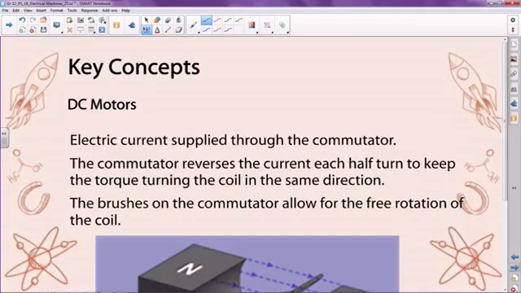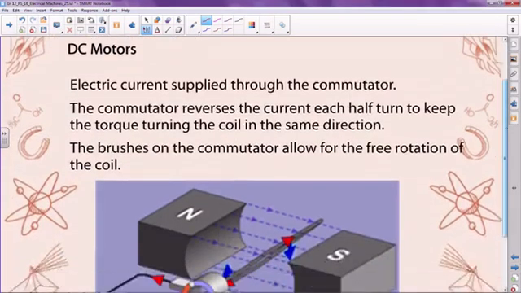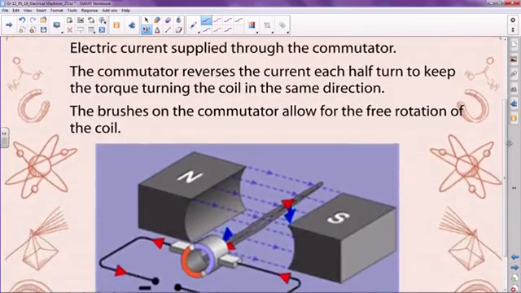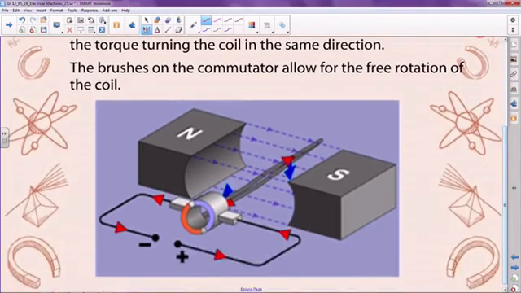So now, in a motor, we have an electric current supplied through the commutator, which we know is a split ring, okay? Now, it's a split ring because it has two halves over there. Okay, we have that split ring, and the reason why we have the split ring is we want the current in the coil to always flow in the same direction.